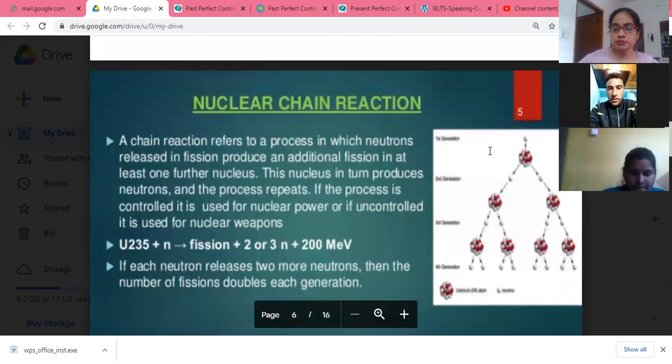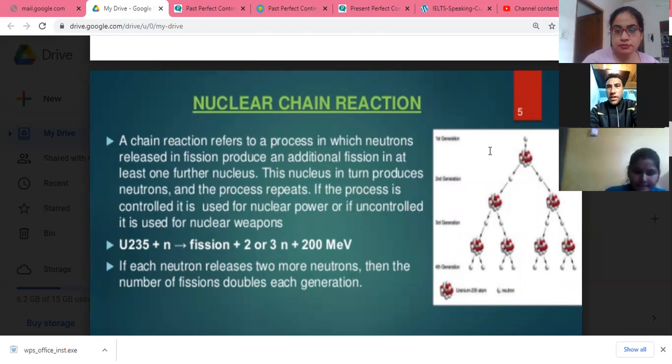Nuclear chain reaction. A chain reaction refers to a process in which neutrons released in fission produce an additional fission in at least one further nucleus. This nucleus in turn produces neutrons, and the process repeats. If the process is controlled, it is used for nuclear power, or if uncontrolled, it is used for nuclear weapons. If each neutron releases two more neutrons, then the number of fissions doubles each generation.